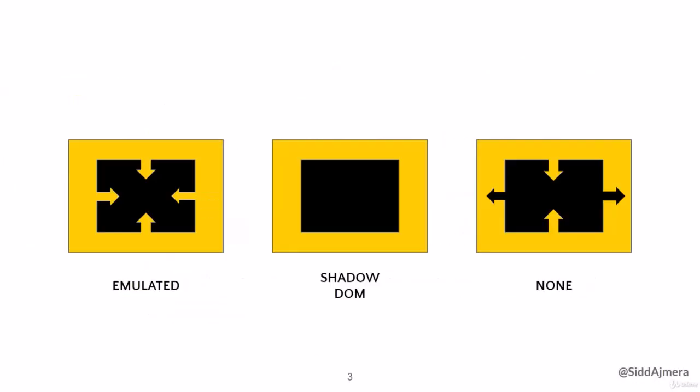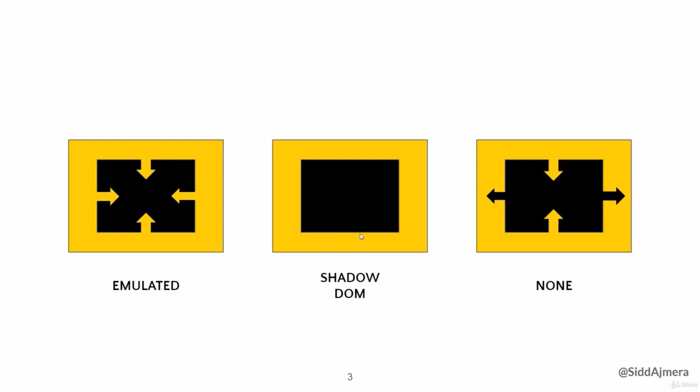We have seen 4 types of view encapsulation strategies in Angular. If you have a look at the yellow color here, just consider them as global styles and the black color as local styles. In the case of emulated view encapsulation, the global styles would leak inside the local styles. So all the global styles would be inherited inside your component, but your component styles would stay private and they won't leak outside.